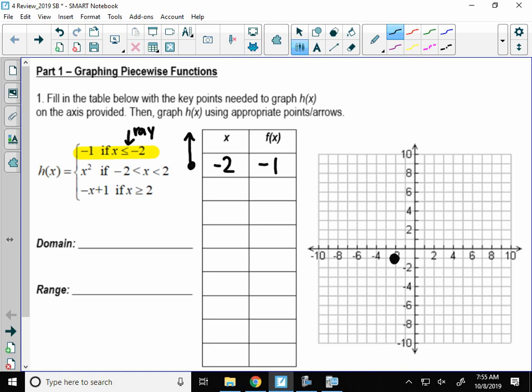Then again, remember, this is a horizontal line, that's a ray. So I'm going to just draw that line out and make it a ray. That's an easy one. You really only need to plot the endpoint there.